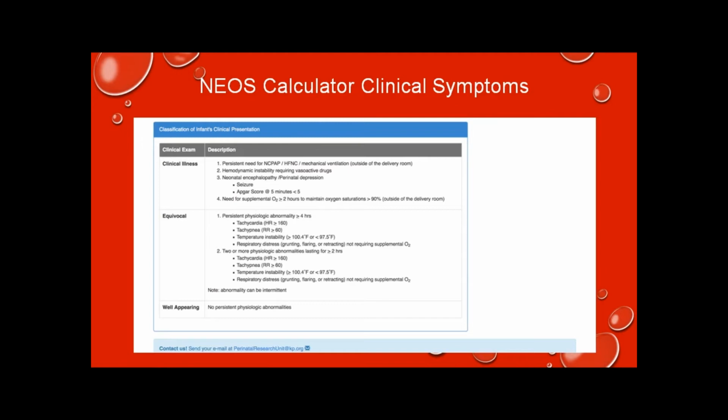Another thing about the calculator is when I go to assess the baby, I put in the scores and I have the baseline maternal risk factors, but then I'm there to assess that infant. You look at clinical illness. So is the baby on CPAP or high flow? That would put the baby in clinical illness. An HIE baby, a baby on dopamine. Equivocal would be like maybe a transitioning baby from a C-section that's still tachypneic but not really requiring oxygen. And then you have well. And it provides those different scores after your examination.